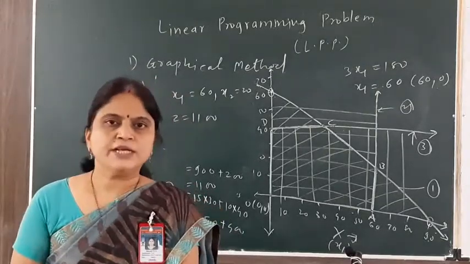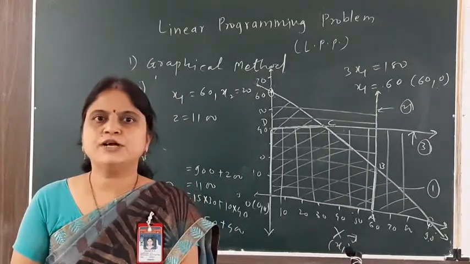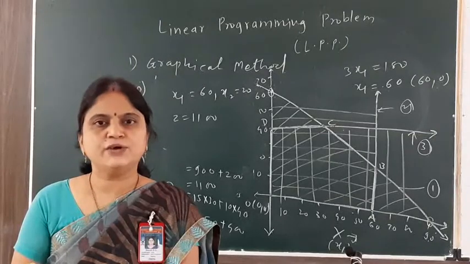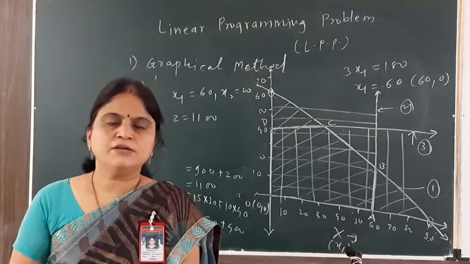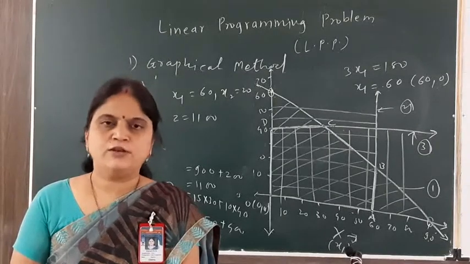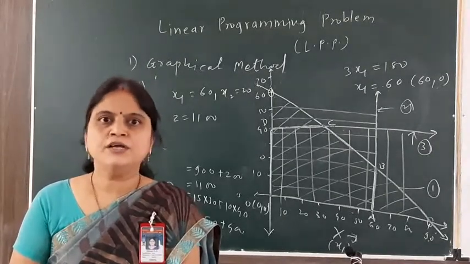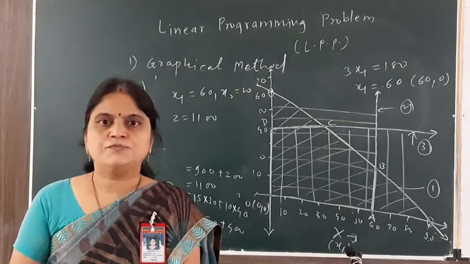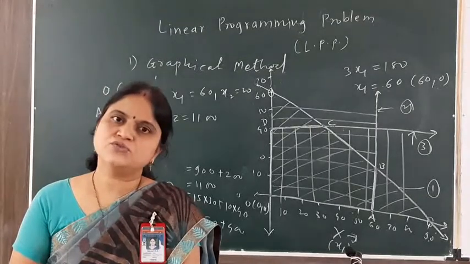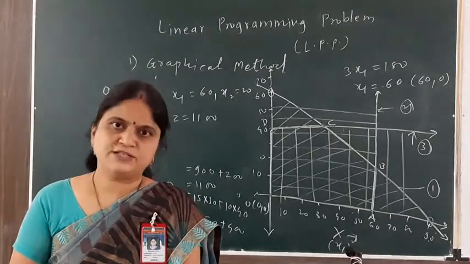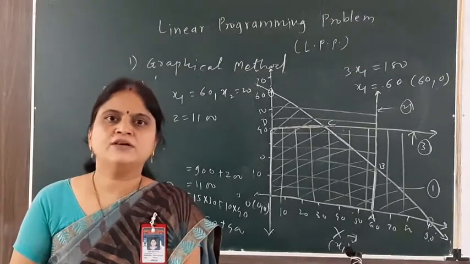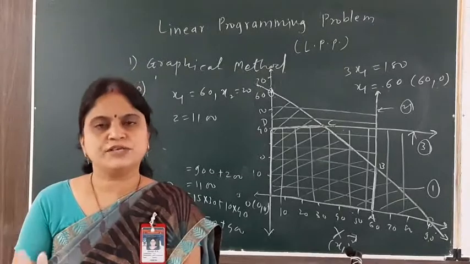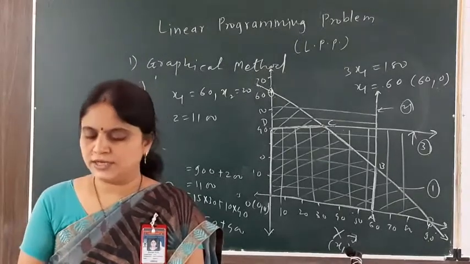After having the common area and common points, we find the value of z for each and every point of this common area. Then we check my objective function. Since my objective function is maximization type, we consider the maximum value of z and the corresponding points of x1 and x2. So that is the graphical method.